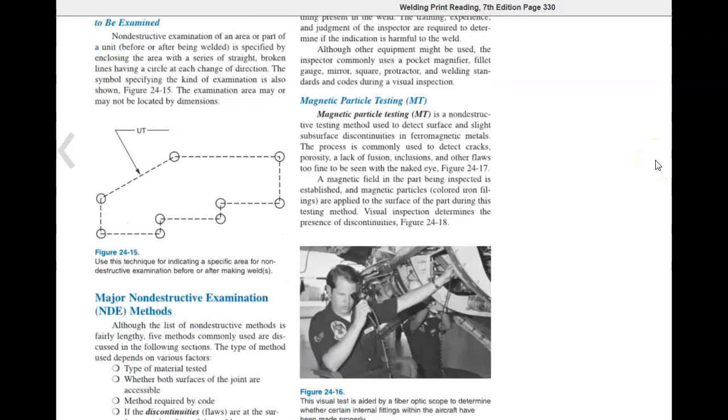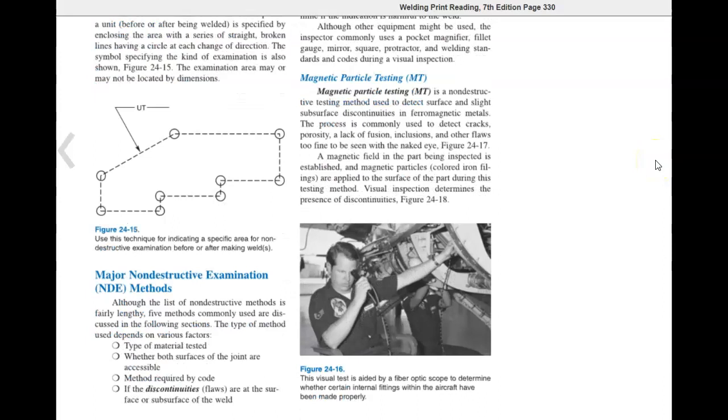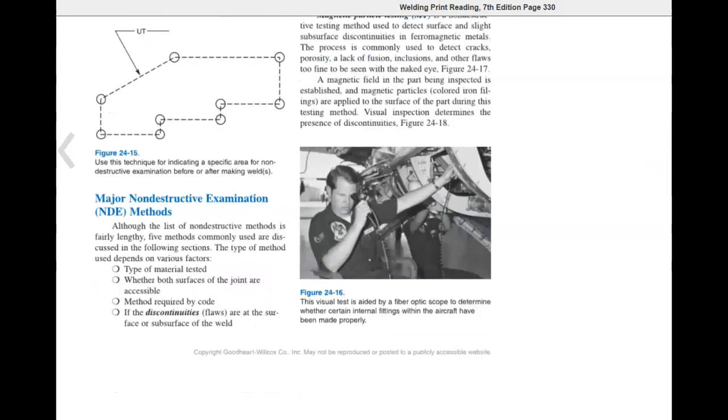Magnetic particle testing. Magnetic particle testing is a non-destructive testing method used to detect surface and slight subsurface discontinuities in ferromagnetic metals. The process is commonly used to detect cracks, porosity, a lack of fusion, inclusions, and other flaws too fine to be seen by the naked eye. Figure 24-17. The magnetic field in the part being inspected is established, and magnetic particles, colored iron filings, are applied to the surface of the part during this testing method. Visual inspection determines the presence of discontinuities.